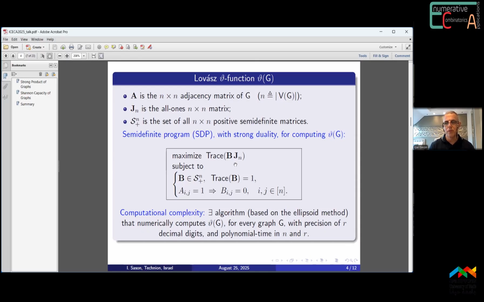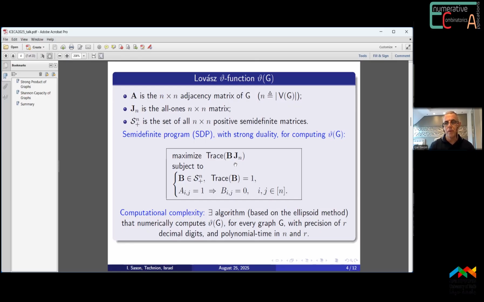Now, due to the progress in convex optimization, this function of a graph G is polynomial time computable, so it's practical to compute it, and it forms an upper bound on the Shannon capacity of graphs. How good is this bound?